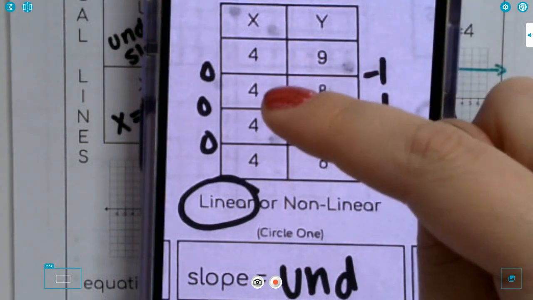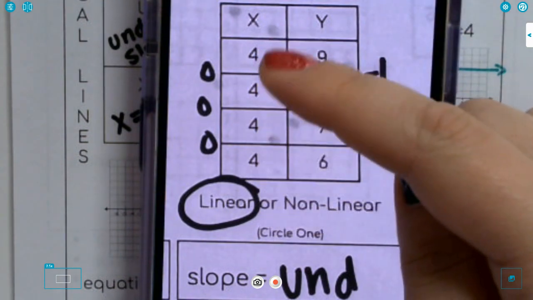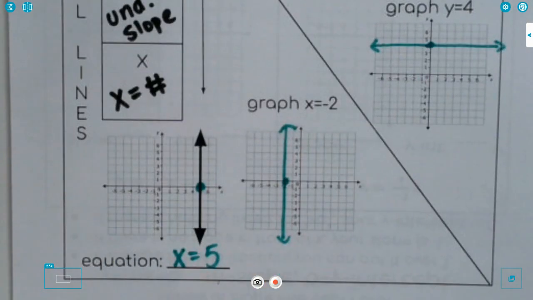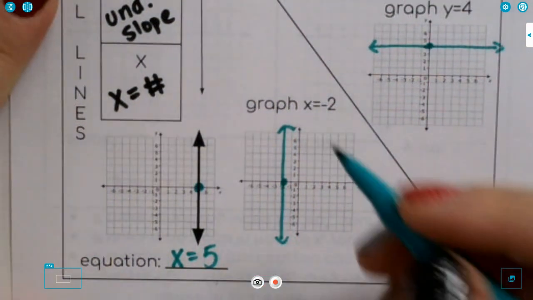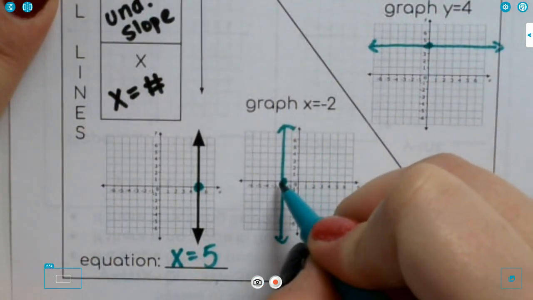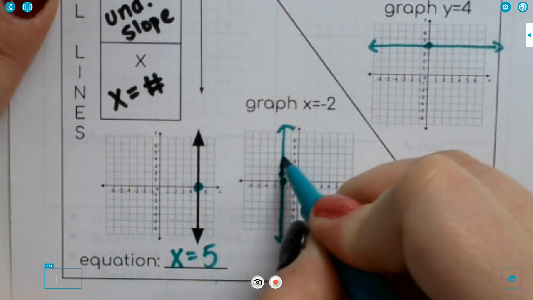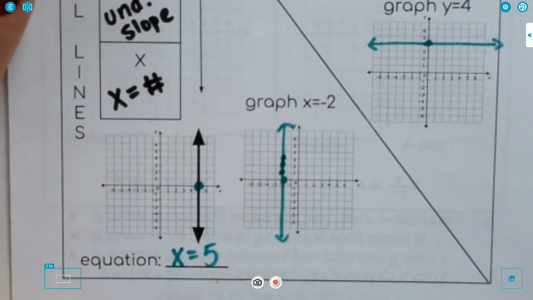So x equals 4. So x always equals 4. That's why it ends up being straight up and down. Because when I'm graphing these lines, if I say x equals -2, that means my ordered pairs would be (-2, 0), (-2, 1), (-2, 2), (-2, 3). X would always equal that same -2 value.